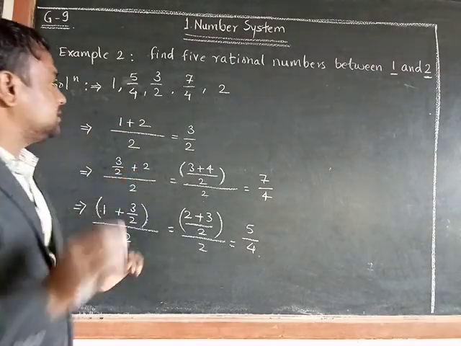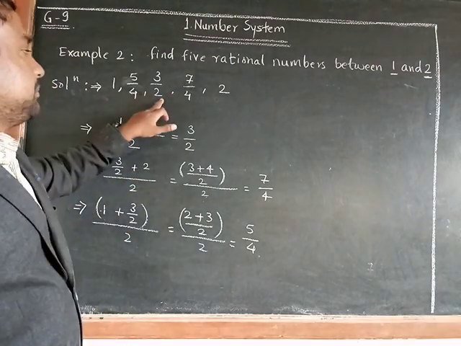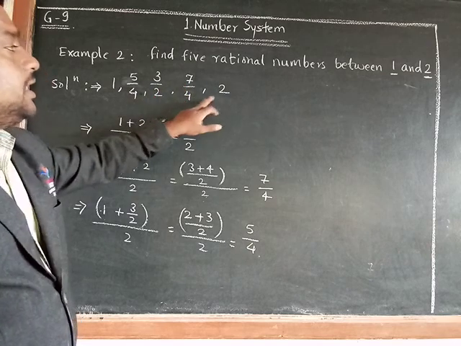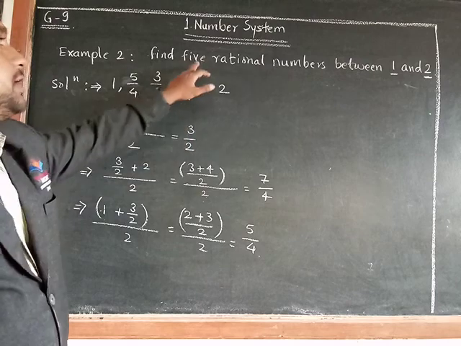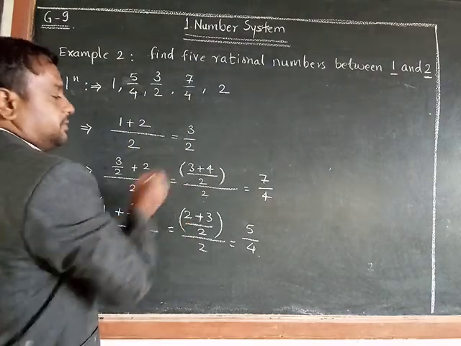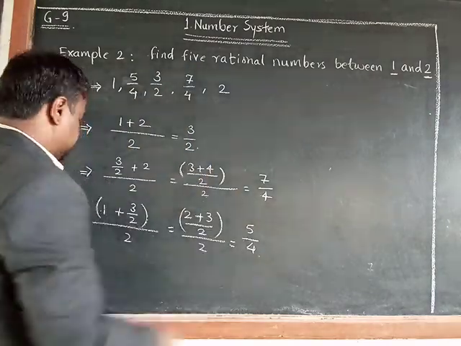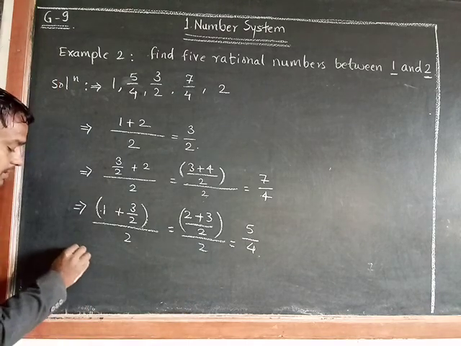So here we find out the three numbers: 5 upon 4, 3 upon 2, and 7 upon 4. Those three numbers we found, but we have to find 5 rational numbers. So here we found 1, 2, 3. Now let's find two more numbers.